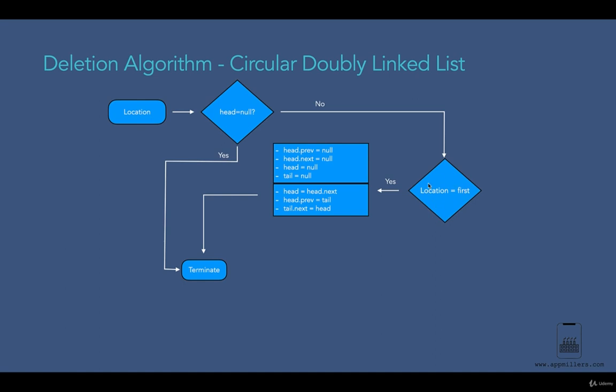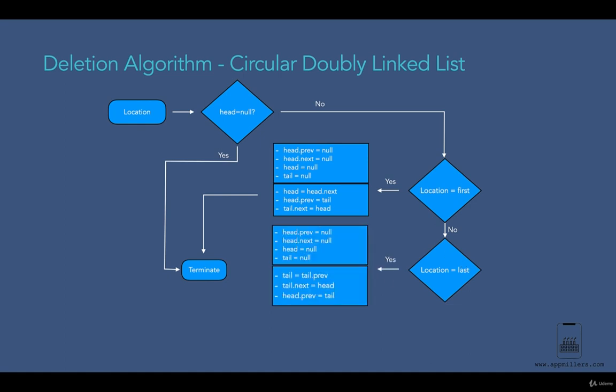Now the next case is if the location is not equal to first, we are going to check whether it is equal to last. If it is equal to last, in this case we are going to delete the last node from the CircularDoublyLinkedList. Now when we are deleting the last node from CircularDoublyLinkedList, in this case also we have two cases.